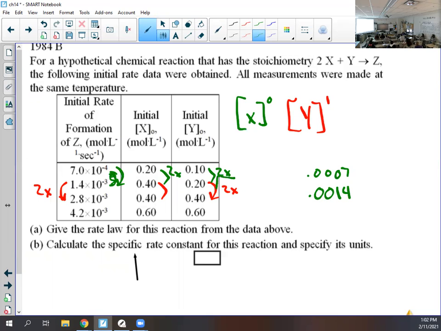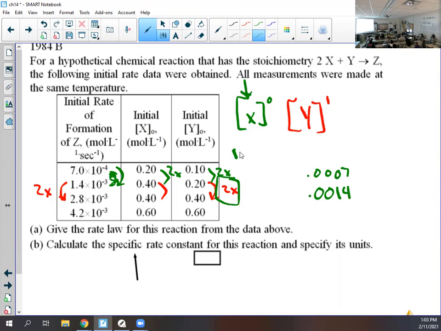Y makes things double. We know that. Y doubled and X doubled, but the rate only doubled. So it means that the rate is independent of the concentration of X, or it's a 0. Because what happens when you raise something to the 0? It turns to a 1.